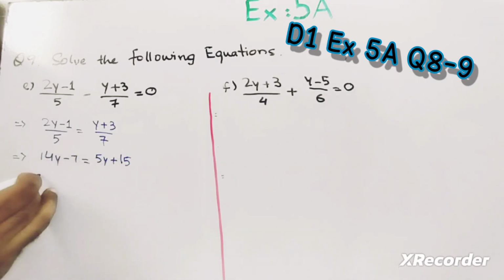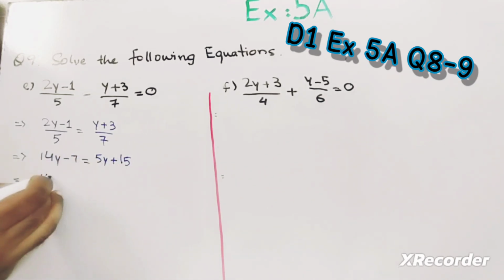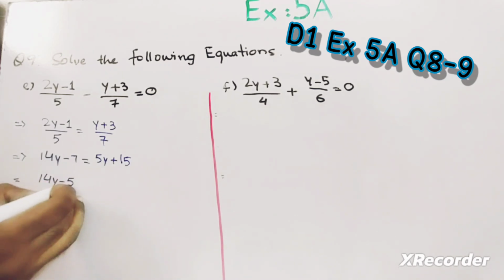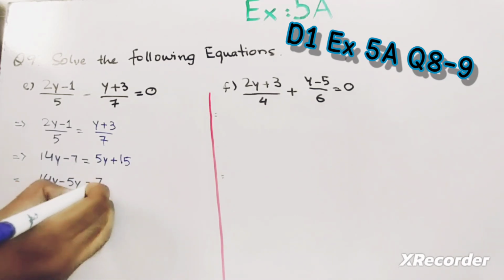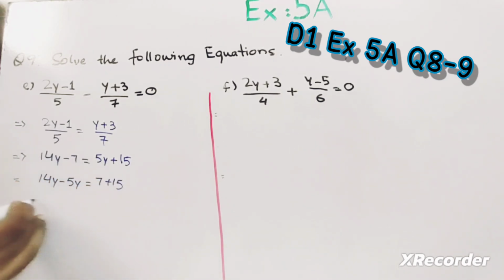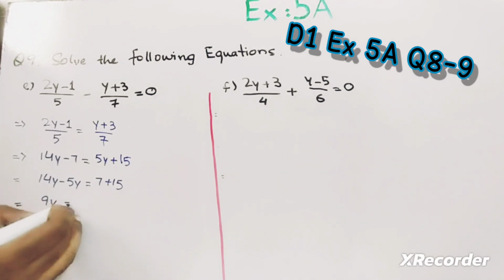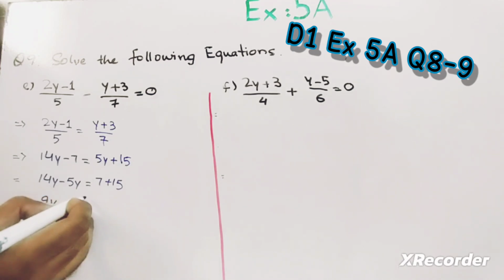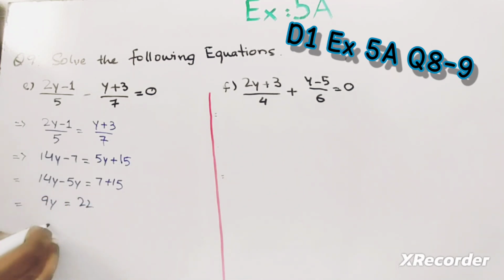By rearranging, 14y minus 5y is equal to 7 plus 15. 14y minus 5y will give us 9y. 7 plus 15 is 22, and our y will become 22 upon 9. That is our required answer.